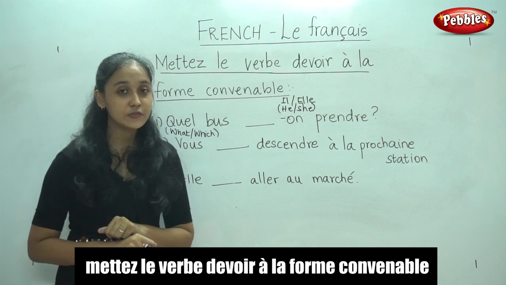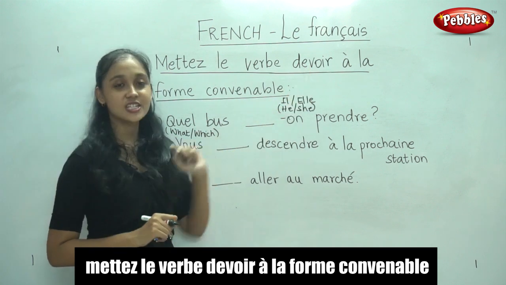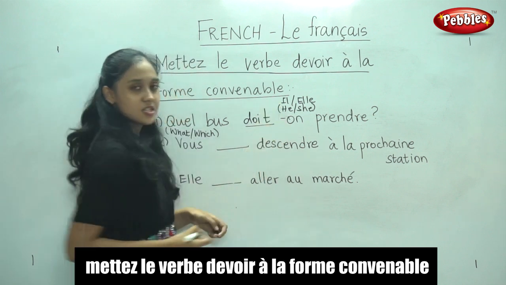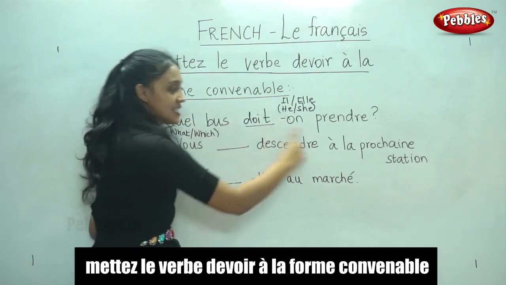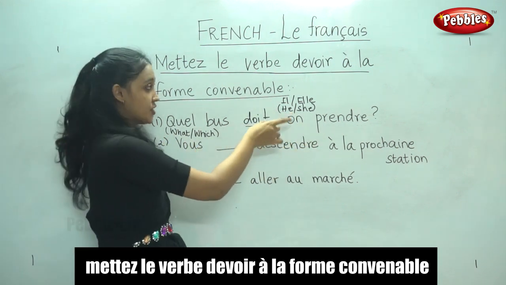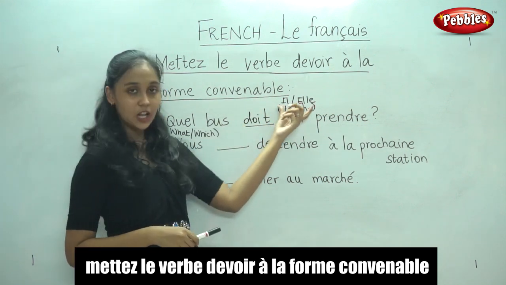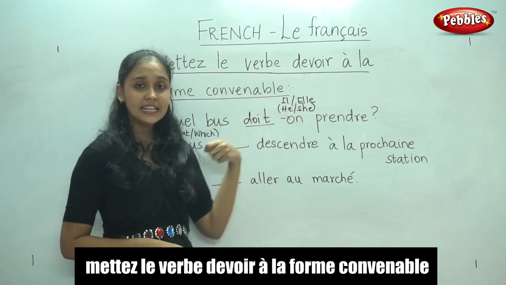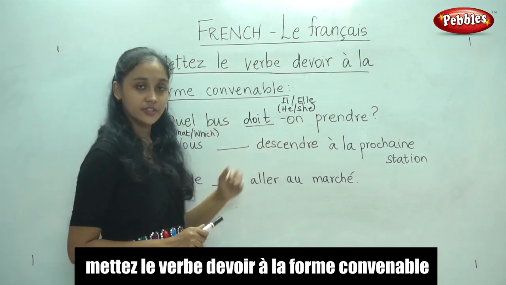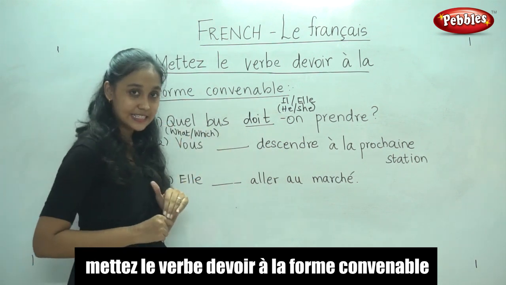Now what is the verb we need to fill? It is devoir. So for il or elle, what is the conjugation for devoir? It is doit. So first we read the sentence fully and found which subject pronoun we have to conjugate devoir for. We found it to be il or elle, and for il or elle, the conjugation is doit. So, quel bus doit on prendre? Which bus must one take?